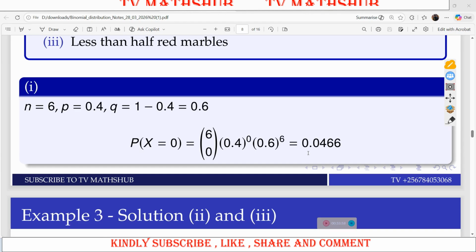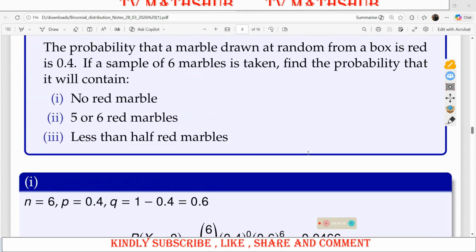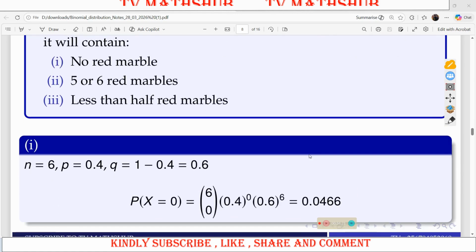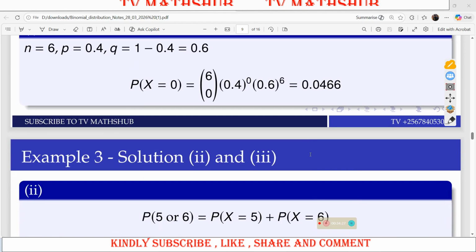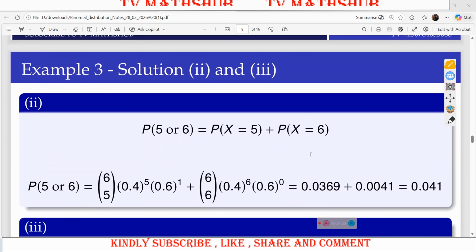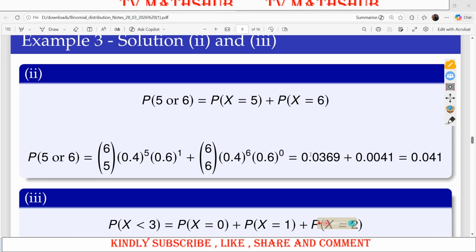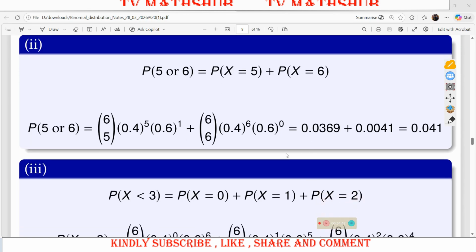So that will be able to give us 0.0466. But because of that 5, someone can round it off. But since this is an even number, that is 6 is an even number and followed by 5, we shall maintain that one as 6. So that will be 0.0466 as the answer. Then next, 5 or 6 red marbles, probability of X equaling to 5 or X equaling to 6. So for part 2, probability of 5 or 6 would be same as probability of X equaling to 5 plus probability of X equaling to 6.